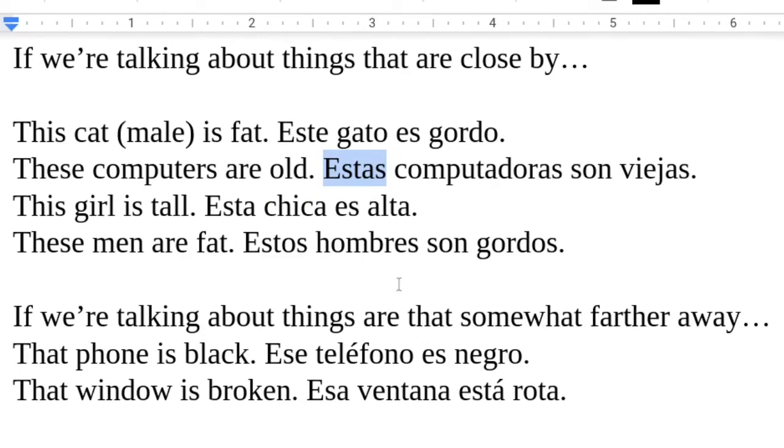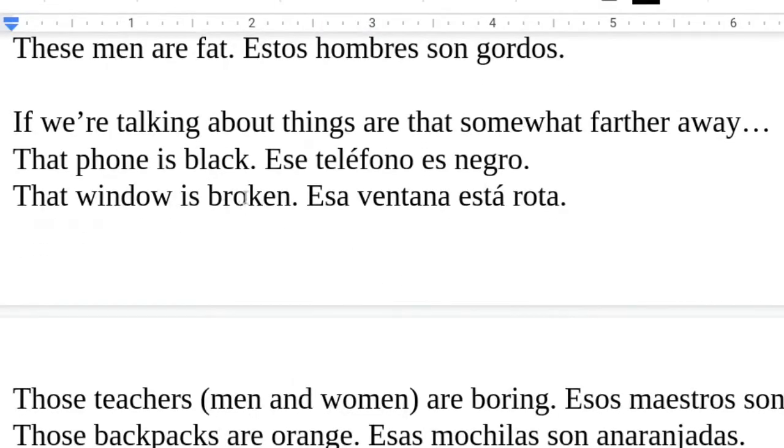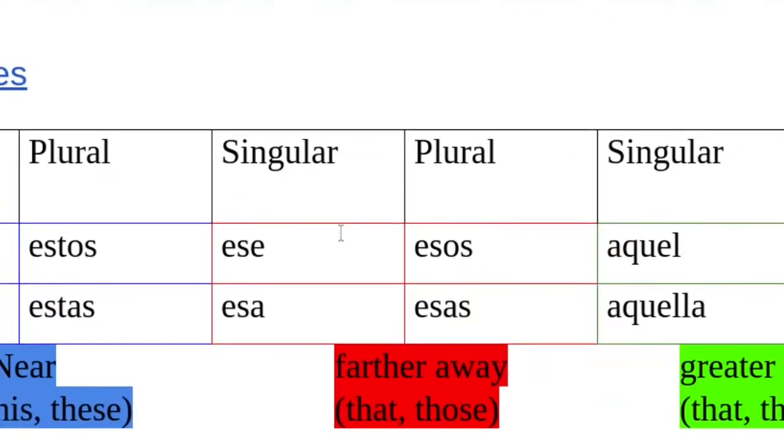and these men are fat. Estos hombres son gordos. If we're talking about something that's a little bit further away, so I'm going to use the word that, like that car or those houses. If I go back up to the chart here that I gave you guys, I'm using these middle words now, okay?